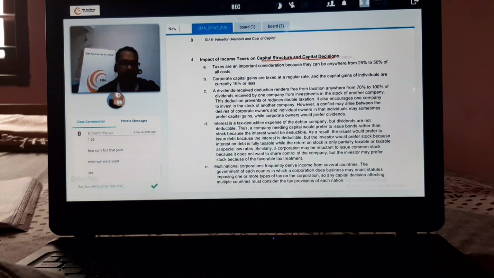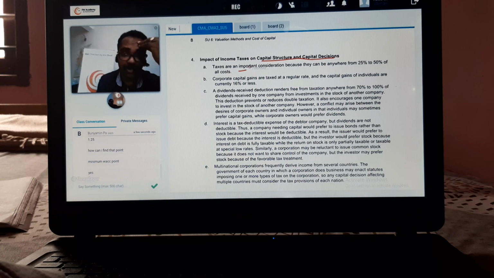Taxation is important. Why? Because if you look at the debt, the cost of capital is post-tax. The interest expense you book in your P&L is giving you a tax shield, which we have seen in the previous discussion when we discussed the bond valuation and all. The interest expense is tax deductible. So it is better to use debt in the capital structure.